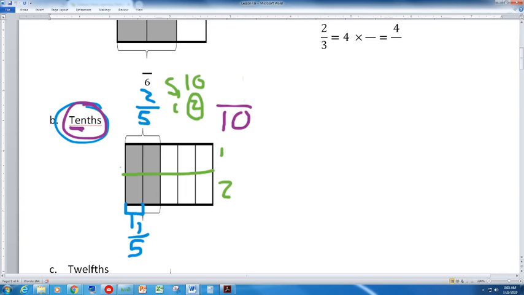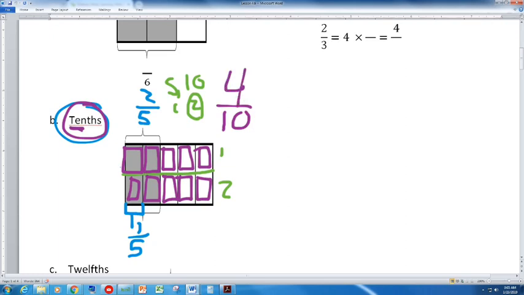Now, to get that top number over 10, we count how many shaded parts there are. There's 1, 2, 3, 4, 5, 6, 7, 8, 9, 10. So yes, I have 10 parts. I have 10 boxes. How many of those boxes are shaded in? 4. So 2 over 5 equals 4 over 10.